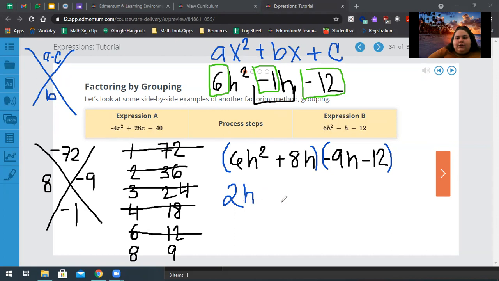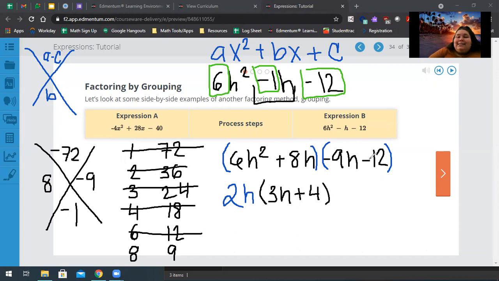So I factored out 2h. That's going to give me 6 divided by 2 is 3. This tells me I have 2 h's because it's squared, right? Because h times h. If I took away an h, I'm left with only 1. So that is 3h plus 8 divided by 2 is 4, and I took away their h there.